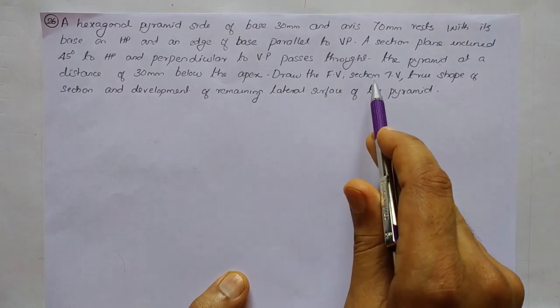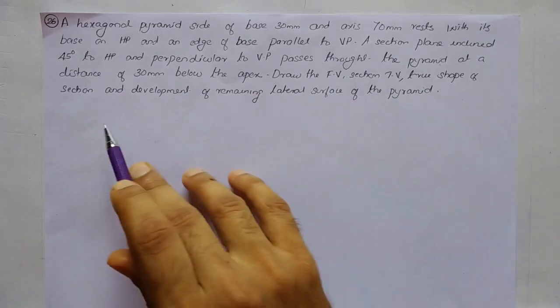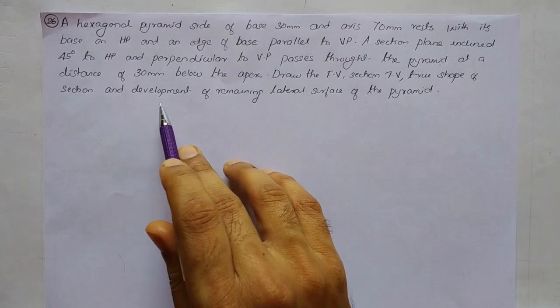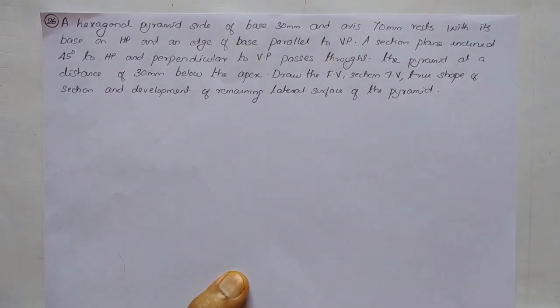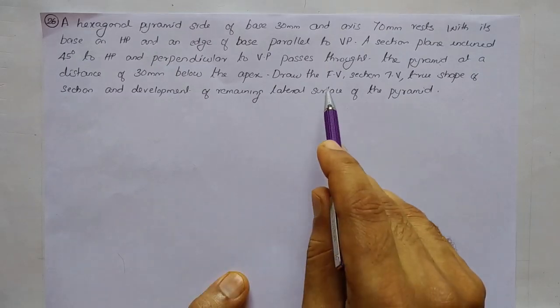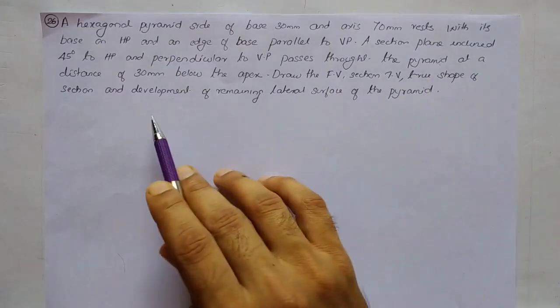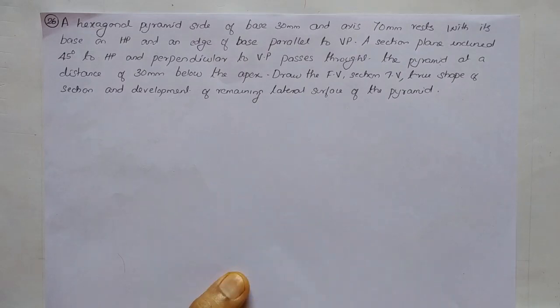Draw the front view, sectional top view, true shape of the section and development of the remaining lateral surface of the pyramid. So in this case it is regarding a hexagonal pyramid and it is also involving a sectioning process. So we require a front view, sectional top view, true shape and development of the remaining lateral surface of the pyramid.